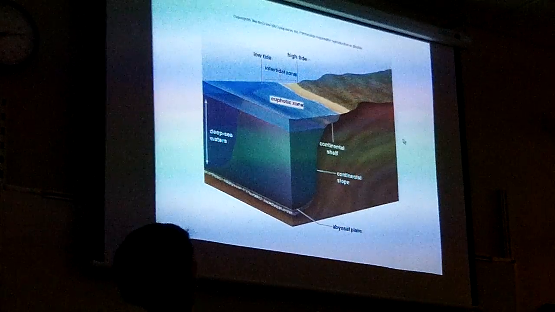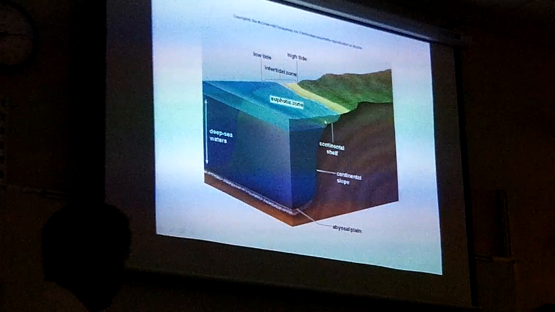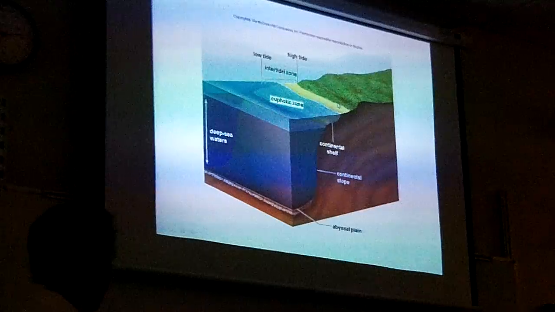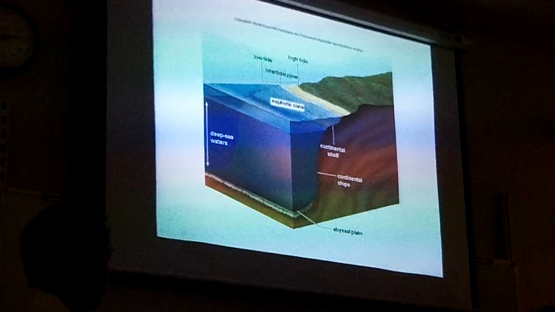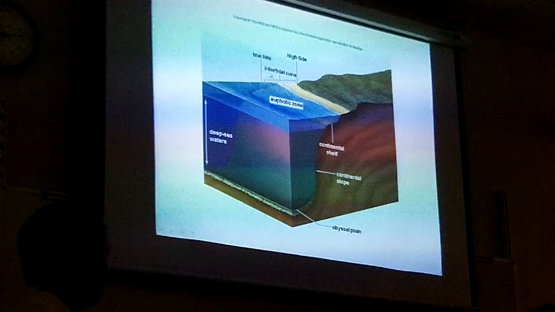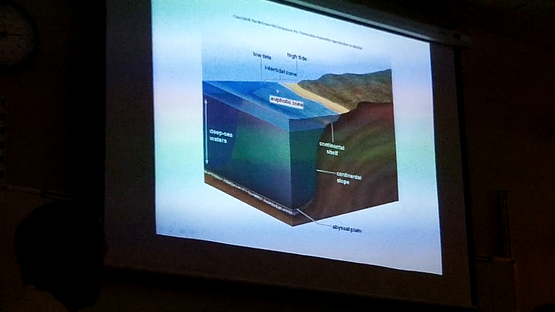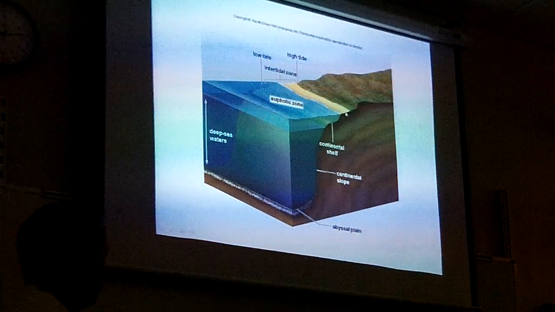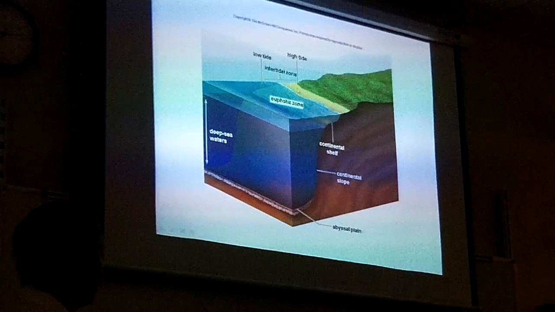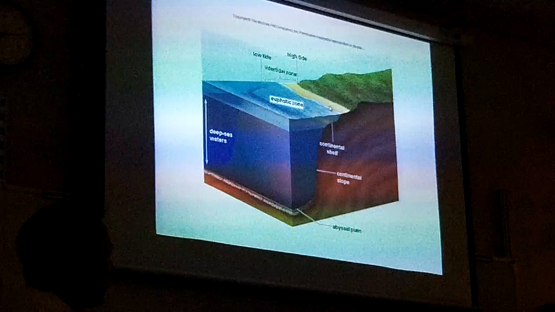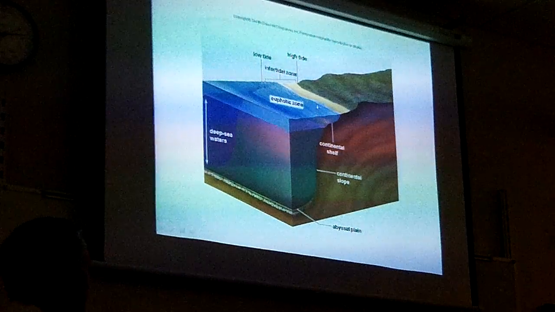Now, let's look at the zones of the ocean. The ocean has an area called the intertidal zone. Inter means between, so intertidal means between the tides. So the high tide line is way up here. The low tide line is down here. And so there are various organisms that can only live in certain areas of the tidal zones.